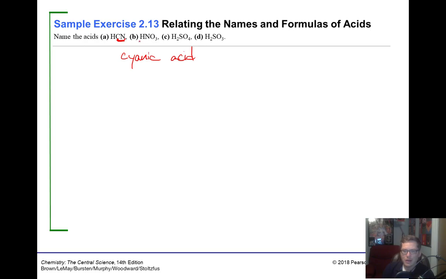Now this one here is nitrate. So this one ends in ate. Remember, you ate something icky, so this becomes nitric acid.